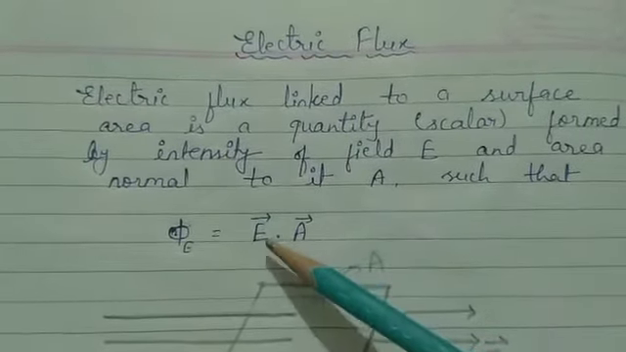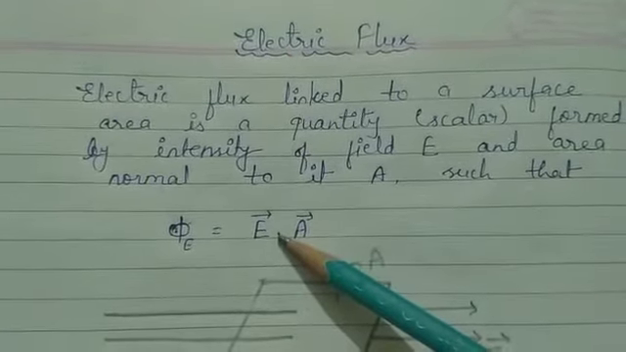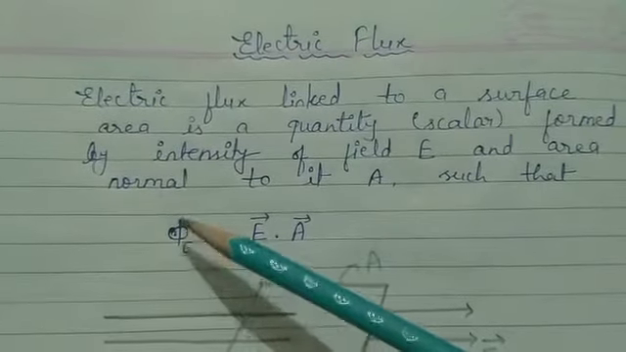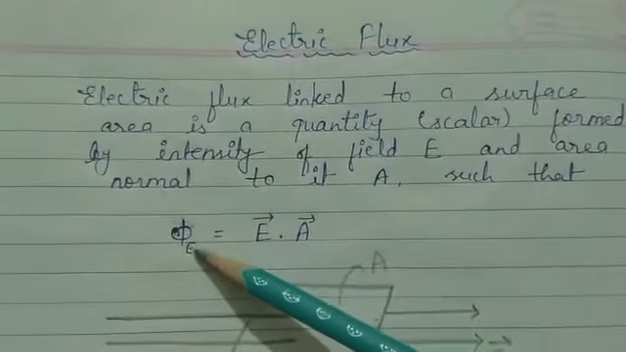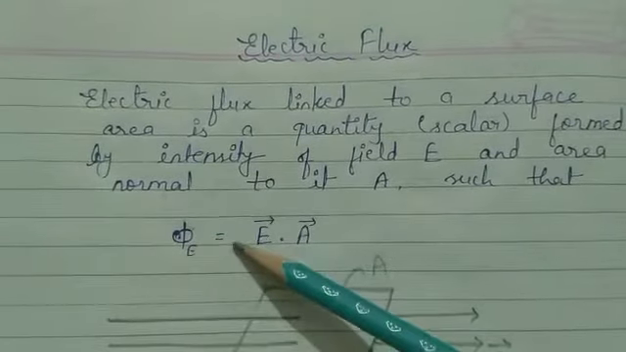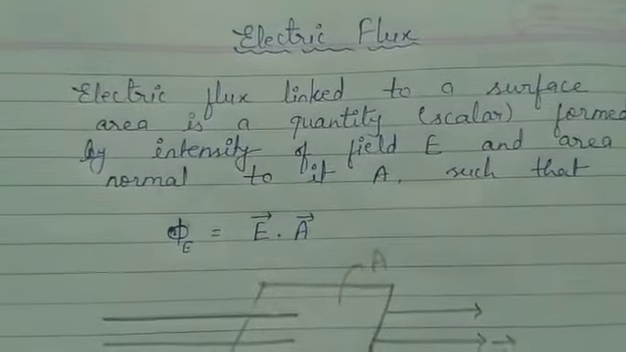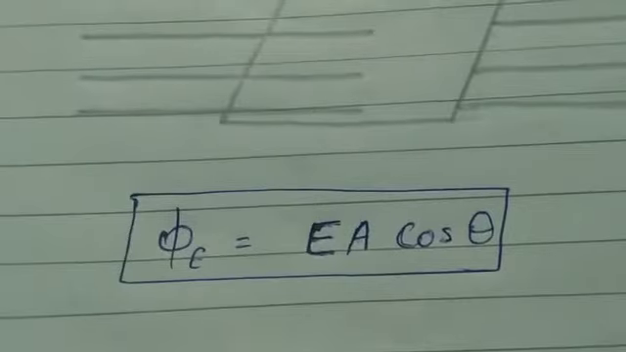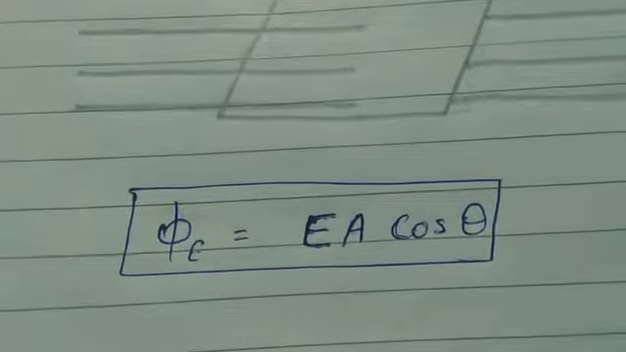So here area is also a vector quantity. So vector E into vector A, you can see a dot product is here. Phi E represents the electric flux because of a particular field. So phi E equals E dot A, vector E dot vector A. It is the dot product of vectors, so it can be written as E A cos theta.